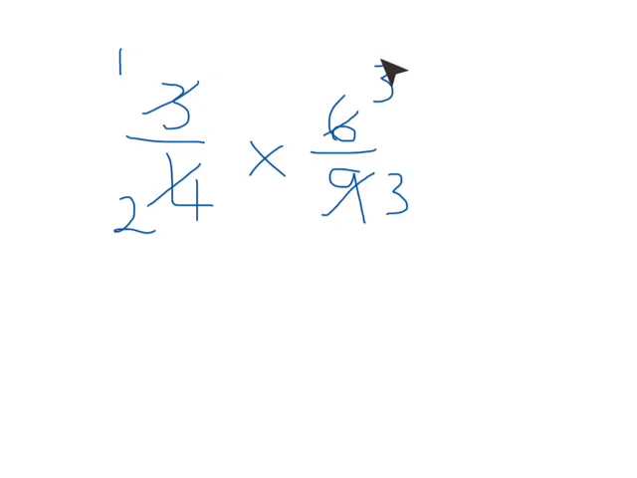Numerator by numerator, 1 times 3 is 3. Oh, I could have simplified somewhere else. There's a 3 there and a 3 there. 3 goes into 3 once. 3 goes into 3 once. They can be simplified. Now we can multiply. Numerator times numerator over denominator times denominator. 1 times 1 is 1, over 2 times 1 is 2, a half.